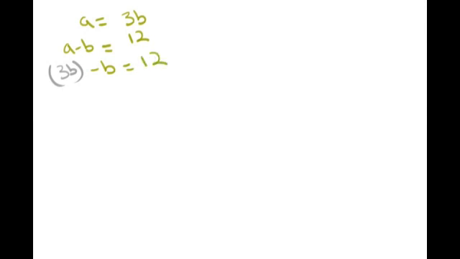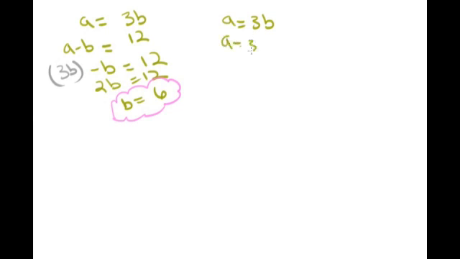So 3b minus b is 2b. So 2b is equal to 12. So b is equal to 6. Now if we plug it in again, we get a is equal to 3b. So a is equal to 3 times 6, which means that a is equal to 18.